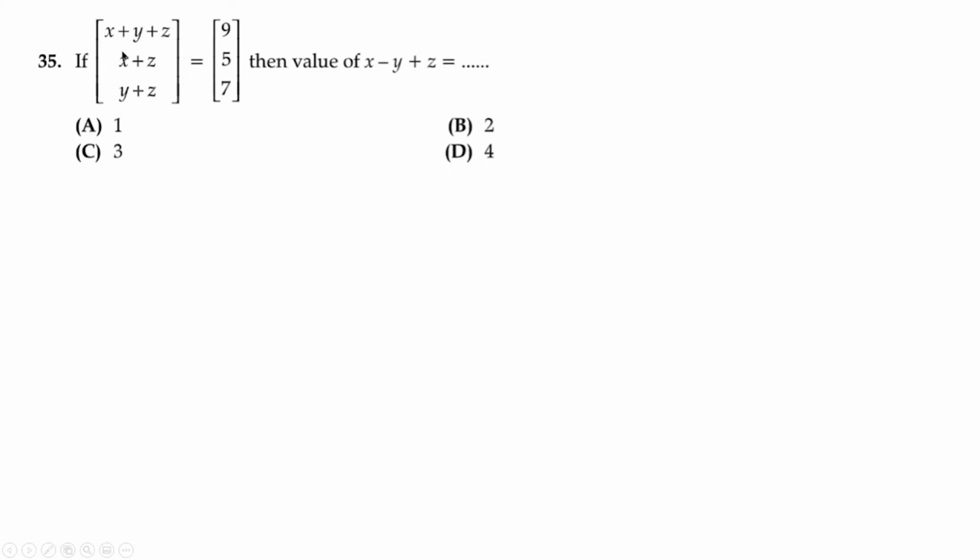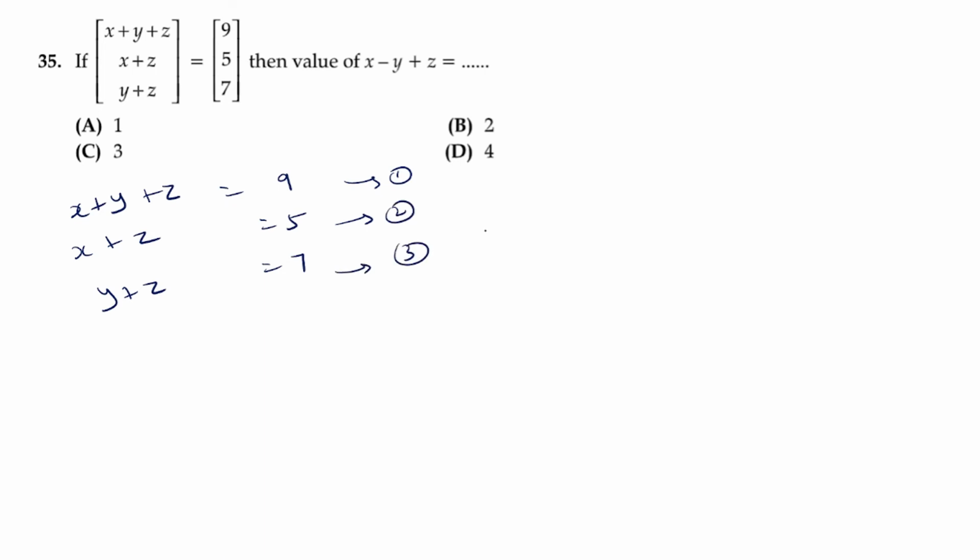Next question, if (x plus y plus z, y plus z) equal to this matrix, then the value of x minus y plus z equal to. So we can compare the terms in both the matrices. So x plus y plus z equal to 9, x plus z equal to 5 and y plus z equal to 7. Now we can solve these three equations and find the required value.